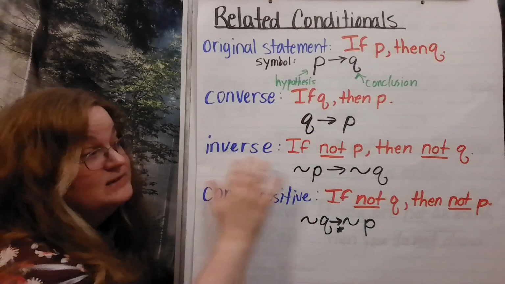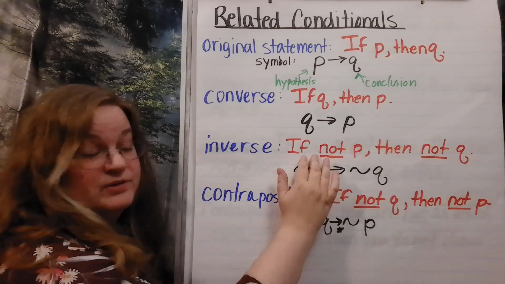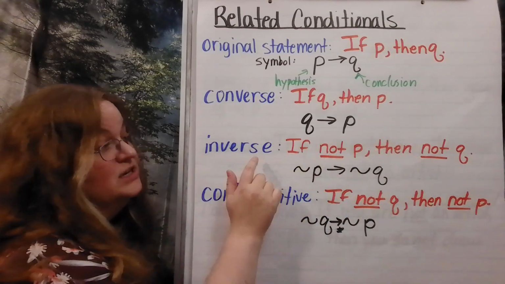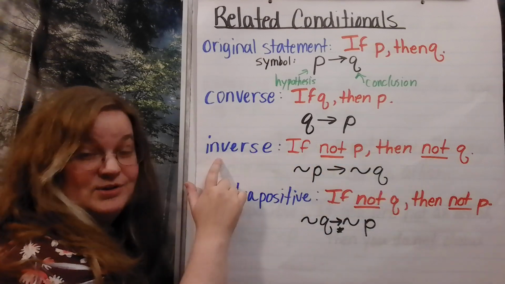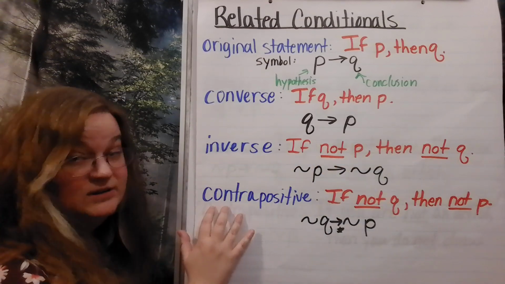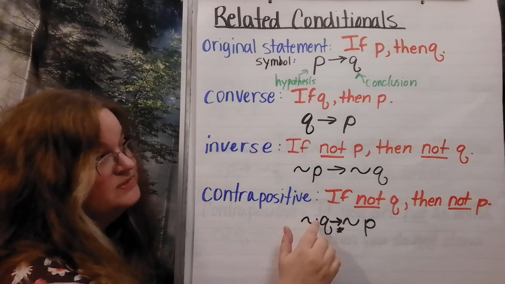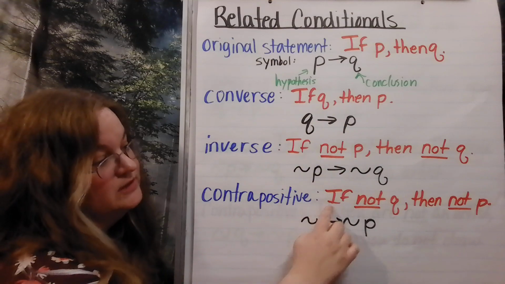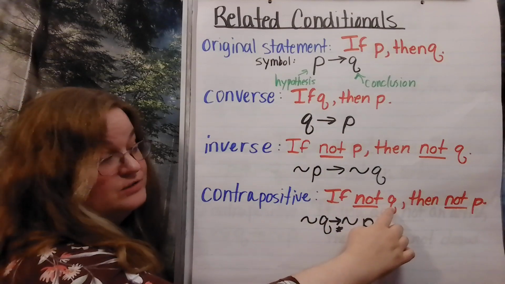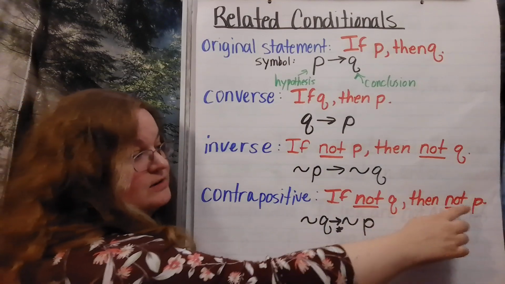If we negate both P and Q, so both the hypothesis and the conclusion, then it's going to be if not P, then not Q. That's called the inverse. And finally, the contrapositive, this would be the negation of the converse. So if not Q, which is the original conclusion, then not P.